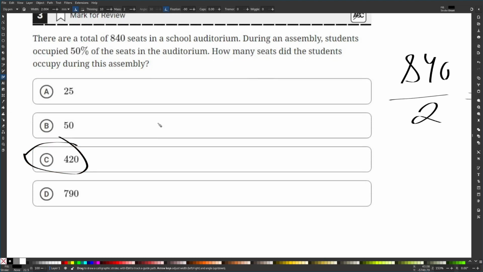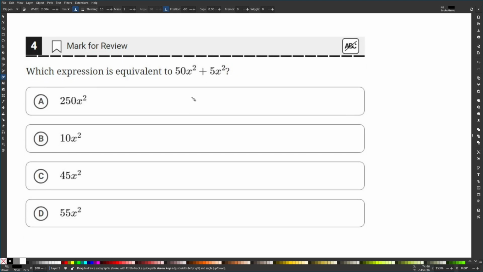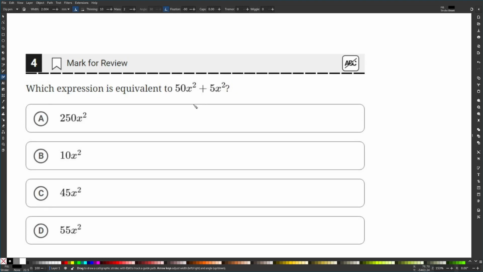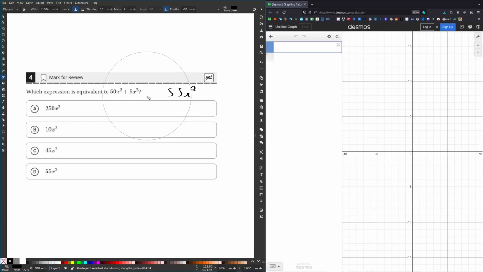Circle that. Next one. Which expression is equivalent to 50x squared plus 5x squared? We know that these are like terms since they both have an x squared, so we can add them together and we get 55x squared. Well, let's say you didn't know that. Let's see if we could use decimals to solve this one, since you're allowed to use it on the test. Let's just get 50x squared plus 5x squared. This strategy could also work for harder questions.